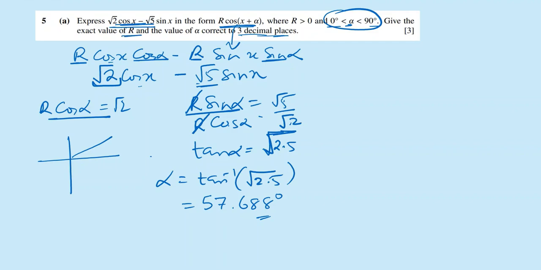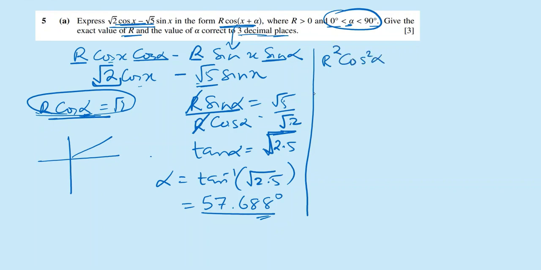Now, they're also saying that find the exact value of r. So exact value of r cannot be possible if I put this angle in here and I get exact value of r. Not possible, because this will give me an answer in decimal. So best is that I square this equation. Okay, which will be r square cos square alpha equal to, that was square root 2, right? So square root 2 square. So r square cos square alpha equal to complete 2.